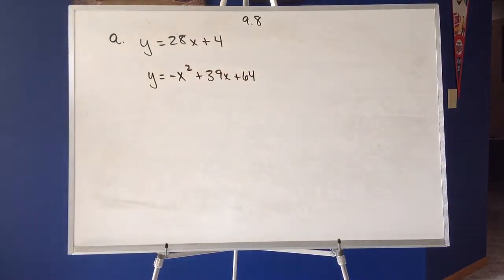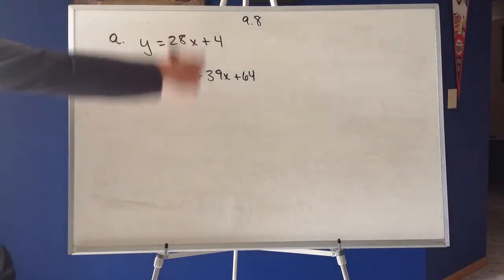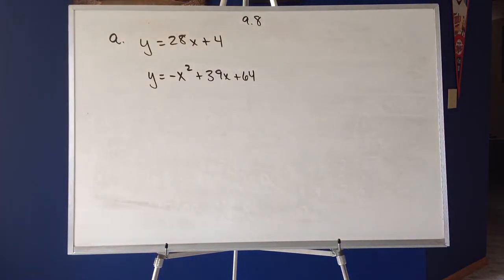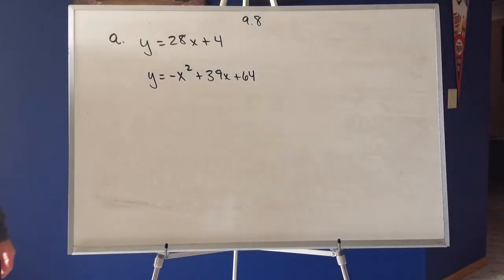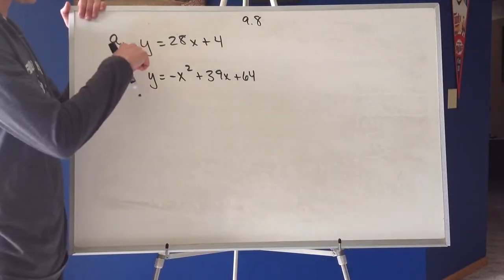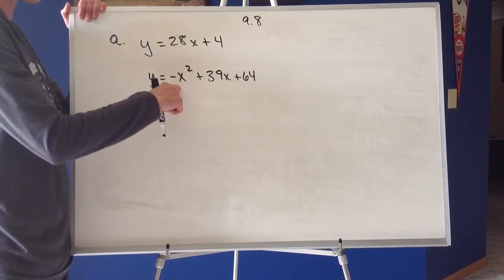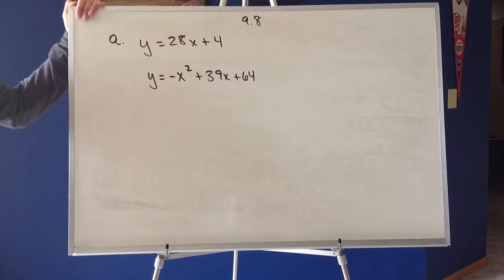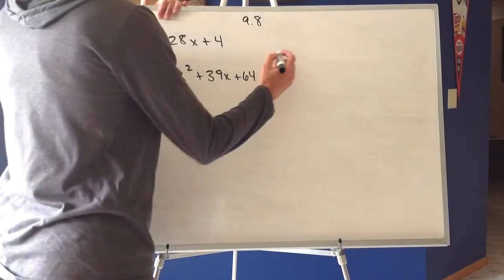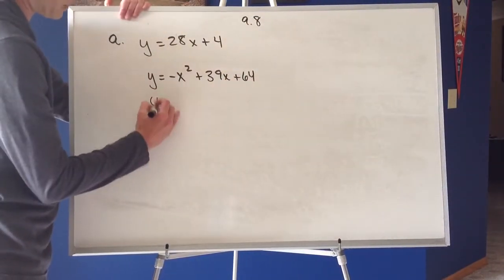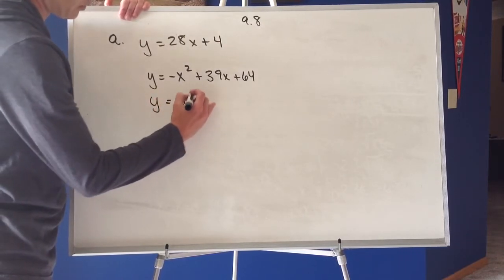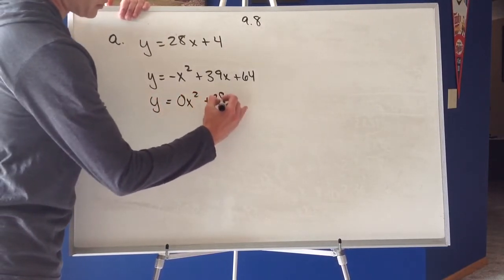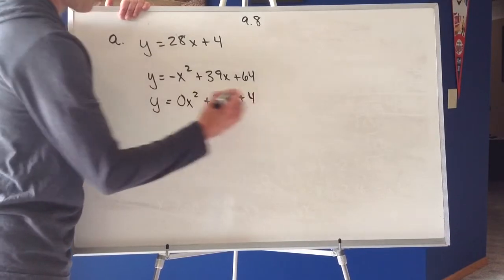Okay, so for the elimination method, we do need everything lined up. Which means I need the y's lined up, the equals, the squared, the regulars, and the numbers. You'll notice these ones are not lined up because this one doesn't have a squared and this one does. Anything that's missing, we want to put in as a 0. So I'm going to rewrite the top one as 0x squared plus 28x plus 4.